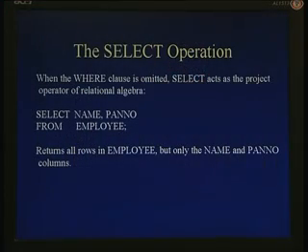Suppose we omit the where clause in this select from and where syntax, and we just give a query of the form that is shown here, that is select name comma PAN number from employee. What is going to be the output of this? As you might have imagined, such a select statement is similar to the project operation in relational algebra. So what this statement does is it returns all rows in the table called employee, however only the columns name and PAN number. So it is similar to saying project name and PAN number from employee.